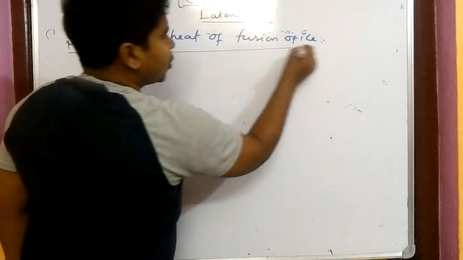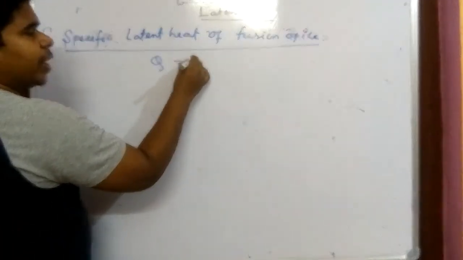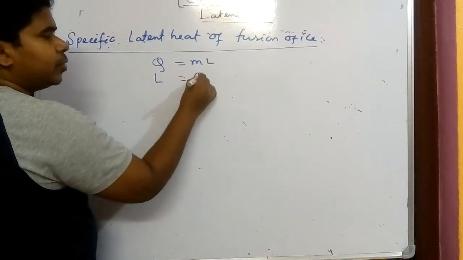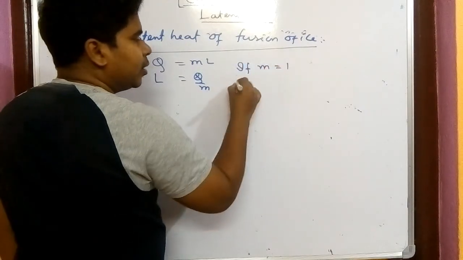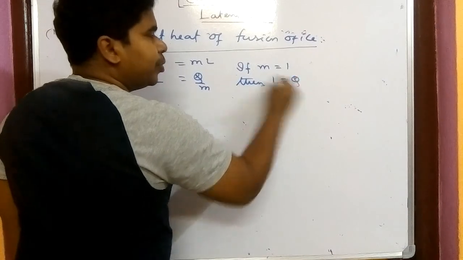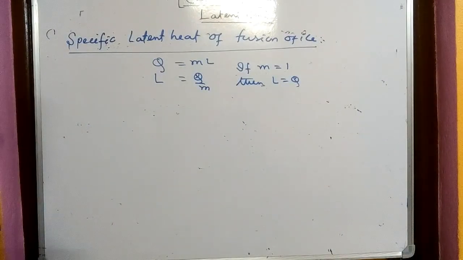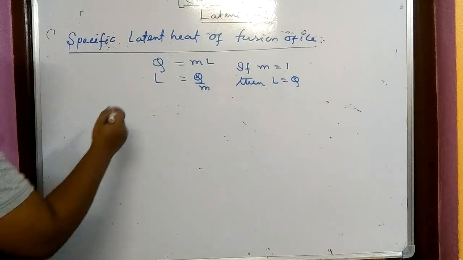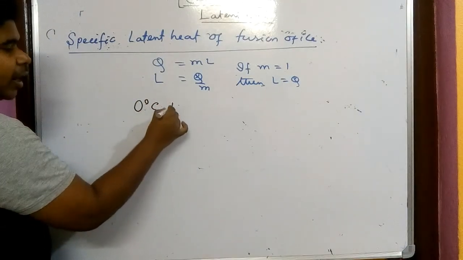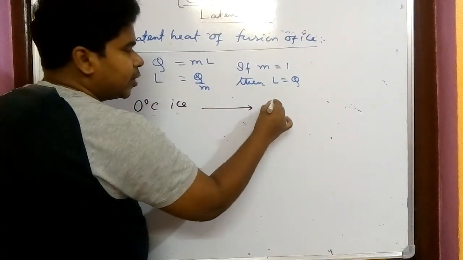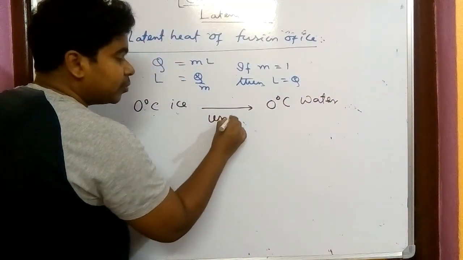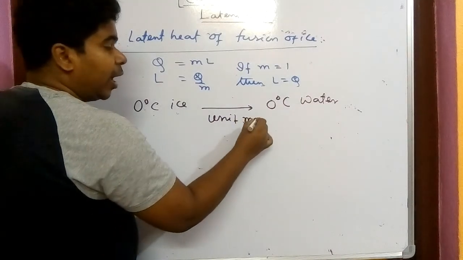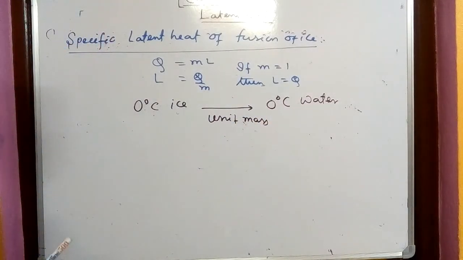What is it? Just now we have seen that latent heat Q equals m into L, and L equals Q by m, and it is also told that if m equals 1, then L equals Q. So from here we can say that when 0 degree centigrade ice is converted into 0 degree centigrade water for unit mass, because m we have taken 1, the extra heat that is needed is the specific latent heat of fusion.